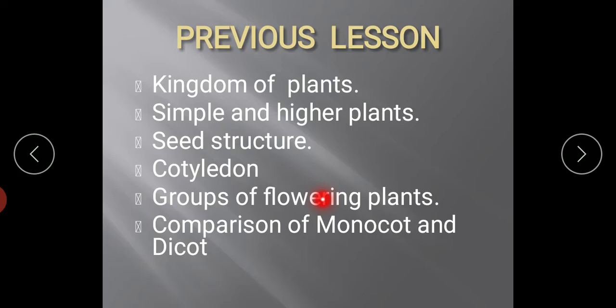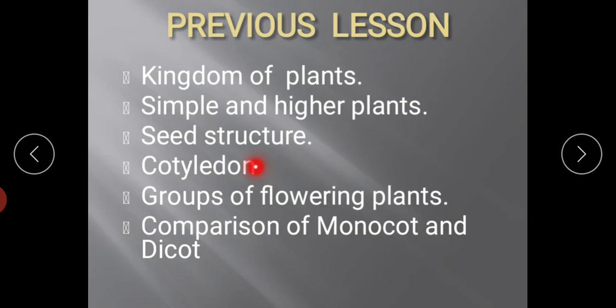Rice, wheat and maize are the examples of monocotyledon plants. Bean, rose and gram are the examples of dicot plants. How can we differentiate between a dicot or monocot plant? We can find out by studying the different parts of these two types of flowering plants: their seeds, stem, leaves, flowers and roots. So we are going to do the comparison of monocot and dicot.